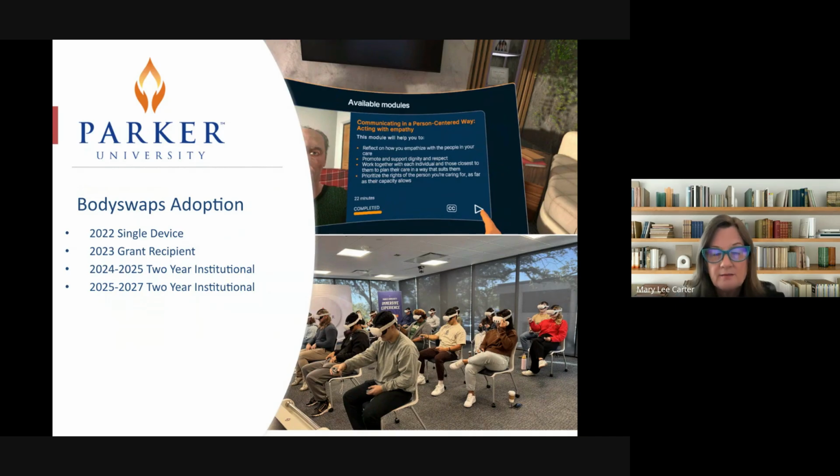I became aware of Bodyswaps through a colleague of mine in Canada, and was very intrigued because I really wanted an opportunity to use some soft skills. I love the example, Chris, that you said of the flight simulator of soft skills. And so we started with a single device. I was able to get approval to purchase a single device license, and started showing that to various people in the programs. And then in 2023, we were a grant recipient, and that allowed us the opportunity to really show it off in a number of ways, including at our career fairs and just some of our conversational opportunities.